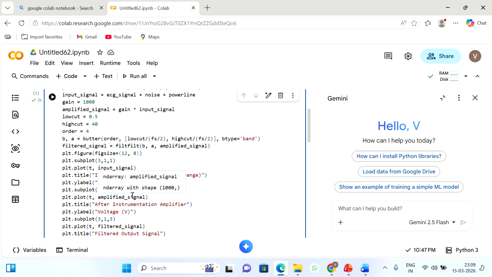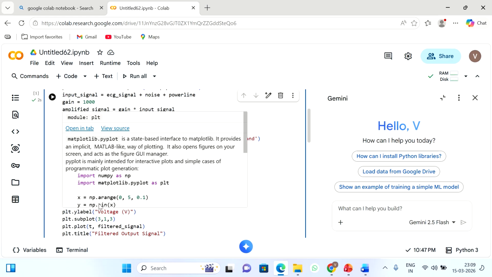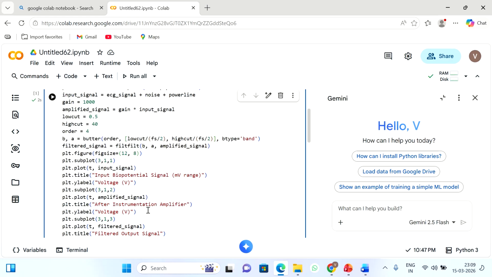This selects the second subplot, and then plt.plot(time, amplified_signal). This plots the amplified signal versus time. Once again, time is exact. Amplified signal is anyway an electrical signal envelope only, so voltage we will mention in the y-axis. And we are giving the title as after instrumentation amplifier. So the Y label is mentioned as voltage in V, and X is as usual time.